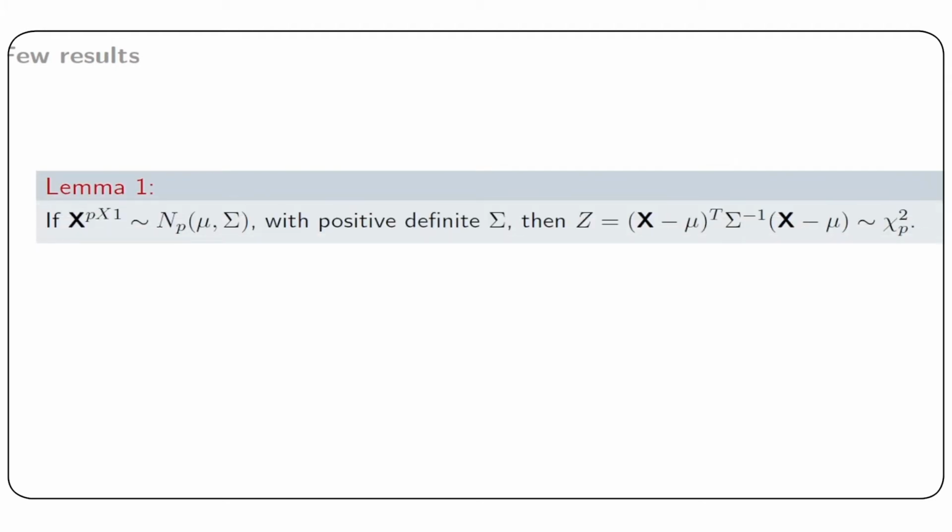We start with some auxiliary results before we proceed to our general result of interest. So we start with Lemma 1. If the p-component vector X has a p-variate normal distribution with mean mu and dispersion matrix sigma, where sigma is assumed to be positive definite, then the quadratic form Z, which is defined as (X minus mu) transpose sigma inverse (X minus mu), has a chi-square distribution with degrees of freedom p.